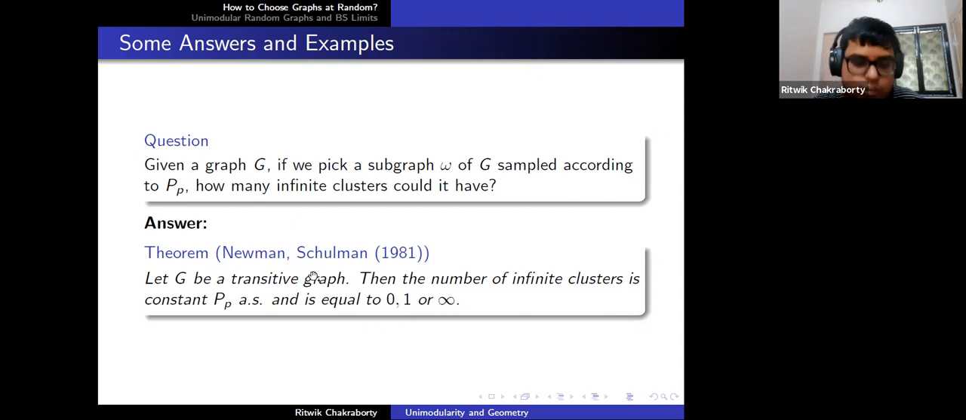And if G is a transitive graph, by the way, what do we mean by a transitive graph? A graph is said to be transitive if given any two vertices X and Y, there is a graph automorphism that takes X to Y. So if G is a transitive graph, then the number of infinite clusters is constant, PP almost surely, and it's equal to 0, 1, or infinity. I don't have time to discuss what the proof looks like, but later if you're interested, we can talk about it.